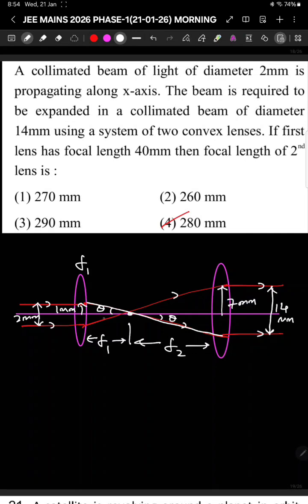Now you can use this right angle triangle: tan theta equals opposite side by its adjacent side, f1. Similarly from this right angle triangle, tan theta equals opposite side 7 by its adjacent side f2. Now apply that. Tan theta equals 1 millimeter by f1, and from the right side, tan theta equals 7 millimeters by f2. Here the f1 value was given, so you can find the f2 value from this.